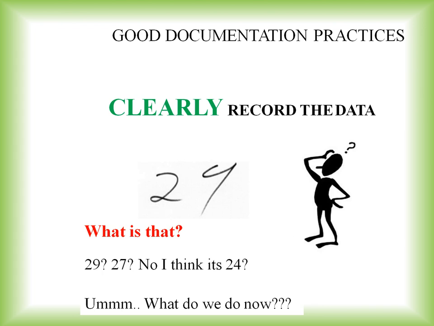There are certain rules which we have to follow. Clearly record the data. For example, if you see on the slide, you will find that we have written a number. So it's very difficult to say whether it is number 29, 27 or 24. You will be guessing, saying that no, it's 29, no, it's 27, and some other person may think that no, it's 24. Hmm. What do we do now?